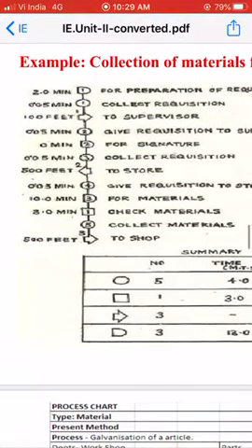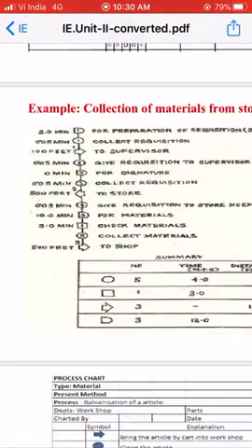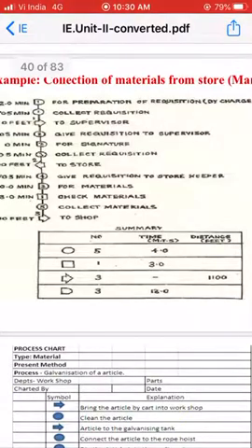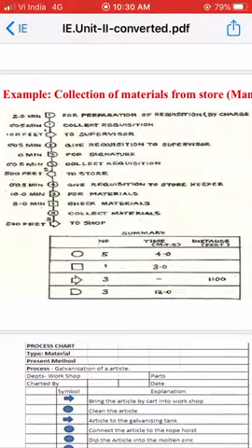Then checking this material, that's why we have taken this inspection symbol square. The time required for this inspection is equal to 3 minutes. Then collect the materials, that is one type of activity, and then finally go to the shop. The distance between this door and the shop is equal to 500 feet. So it is written 500 feet, and on right hand side to shop.